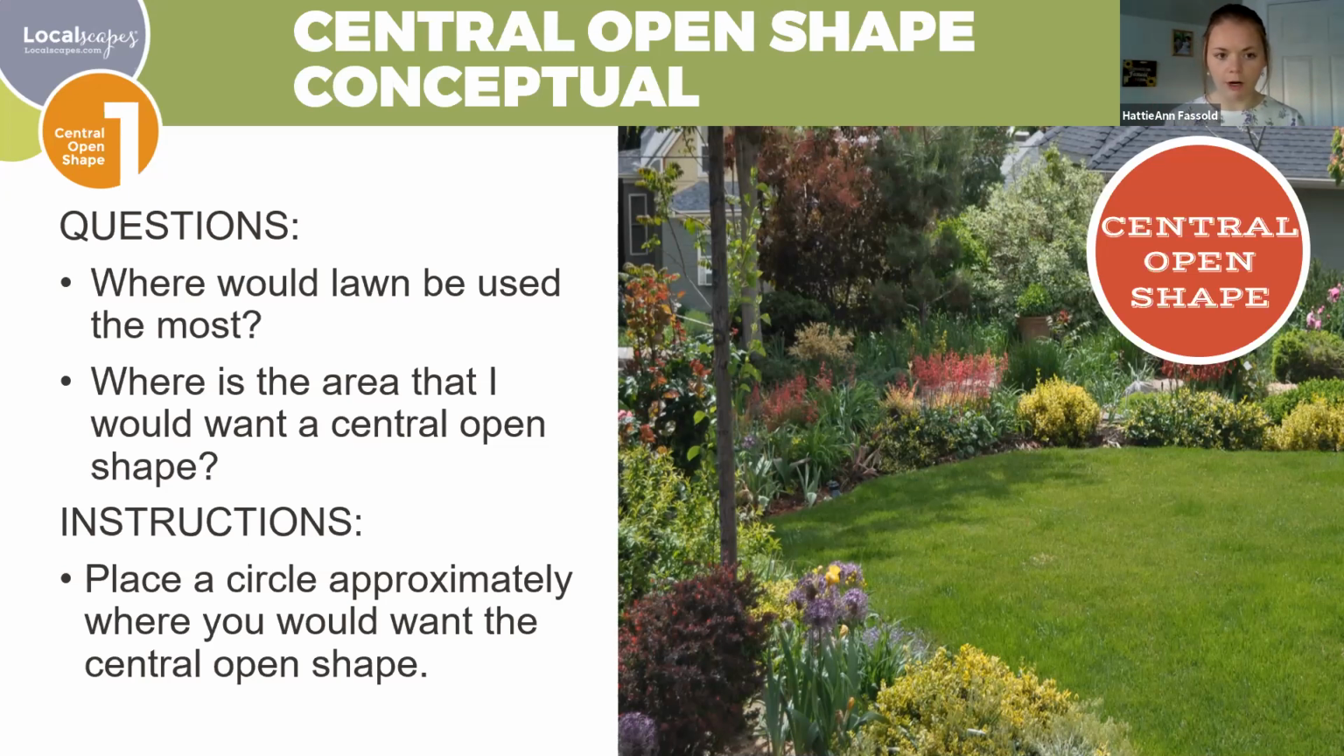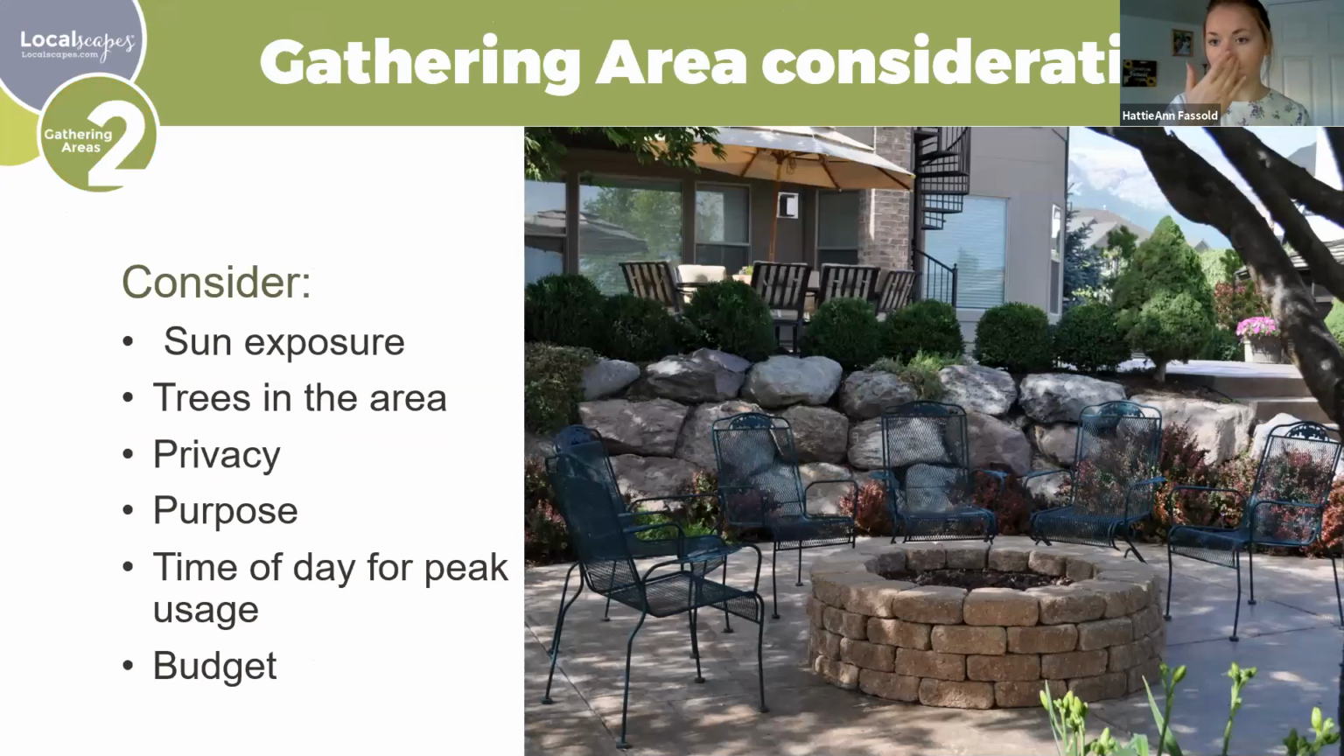So figure out where the lawn is being used the most. That's your central open shape. Where is the area that you want that central open shape, where you want that negative space in between all of your plants and things? Then you're going to place a circle approximately where you'd want that central open shape, right? I'll show you all of this also as we go. I'll have a time where I show you how to make that conceptual design.